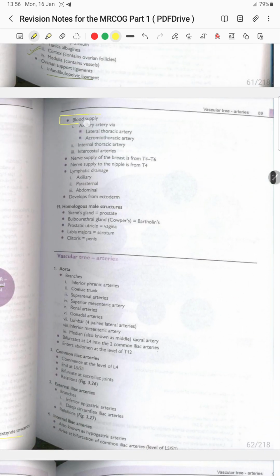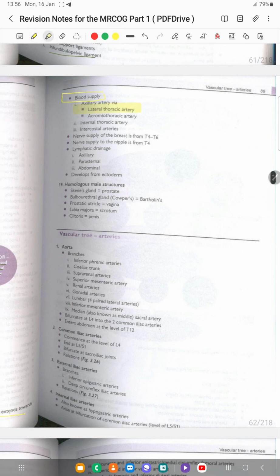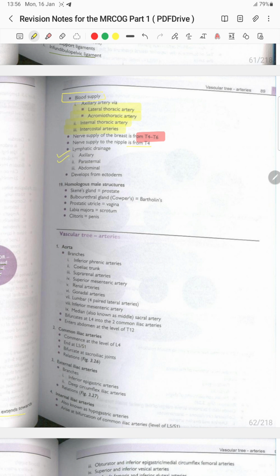The blood supply of the breast includes the axillary artery, via the lateral thoracic artery and the acromiothoracic artery, and the internal thoracic artery and the intercostal vessels. The nerve supply of the breast is by T4 to T6, and to the nipple it is T4. Lymphatic drainage is axillary, parasternal, and abdominal.